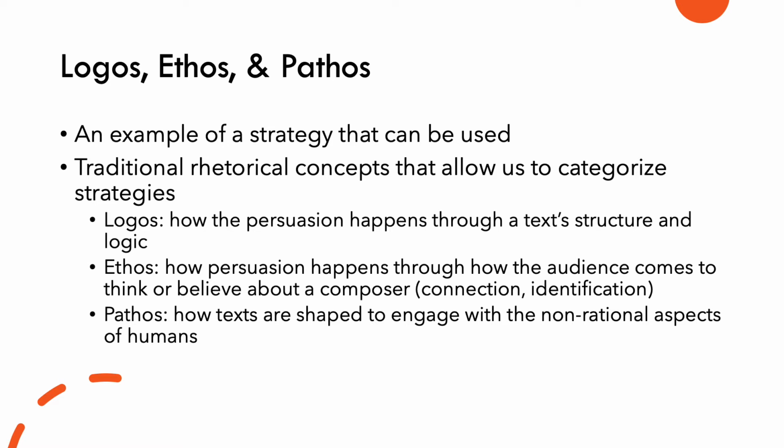Ethos is how persuasion happens through how the audience comes to think or believe about a composer. So that focuses on more how the audience is going to identify and connect with you as the writer. And then lastly, pathos is how texts are shaped to engage with the non-rational aspects of humans. And we'll go through each one of these.